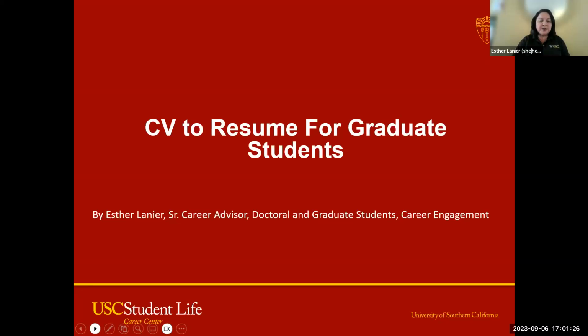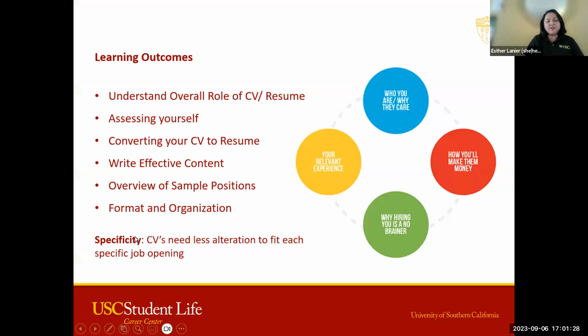All right, so today you're joining me because you want to understand the overall role of the CV or your resume, how to assess yourself, how do I convert my CV to a resume, how do I write effective content, and just an overview of sample positions and formatting and organization of your CV or resume.